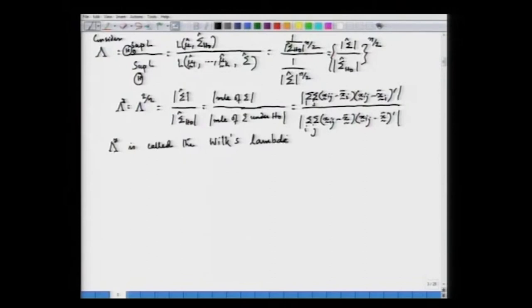And this is used for the test criterion, and we say the likelihood ratio test rejects H naught if the observed lambda star is small. Now, why is this?